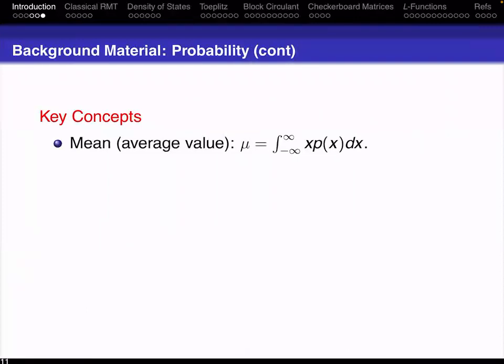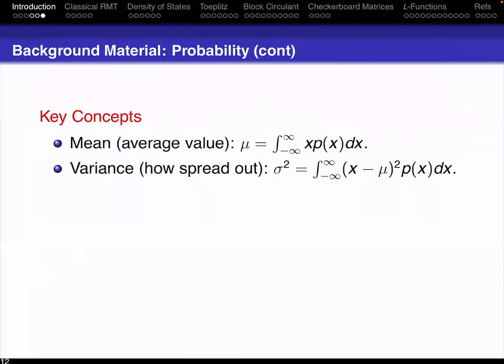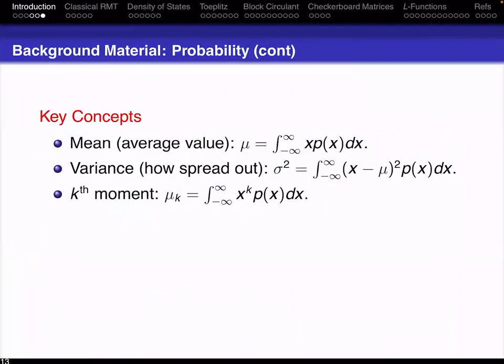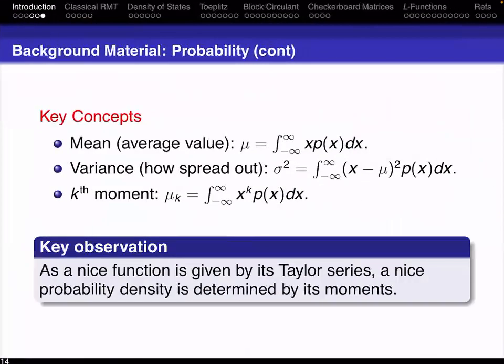All right, so the key concepts are the mean, or the average value of something, the variance, or how spread out something is, and the kth moment, which is just integrating x to the k. And the hope is that if your function is nice, then if I know the moments, I know the distribution.